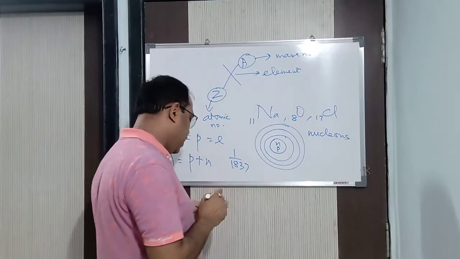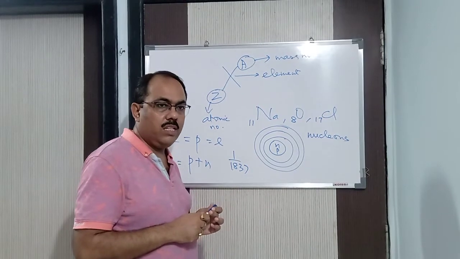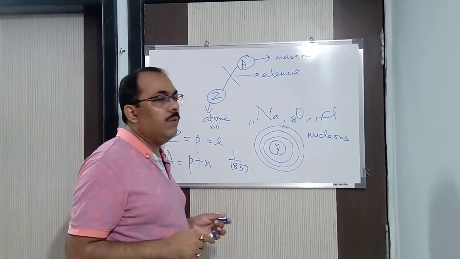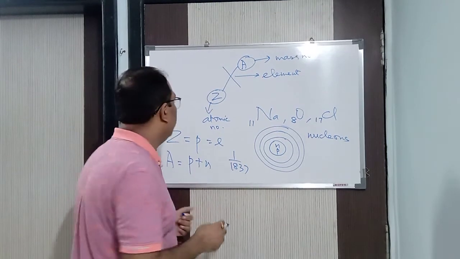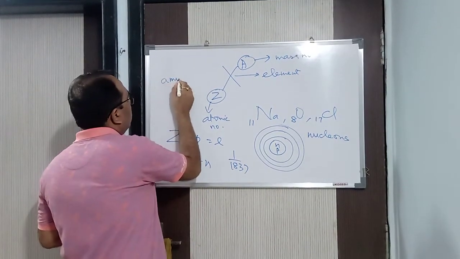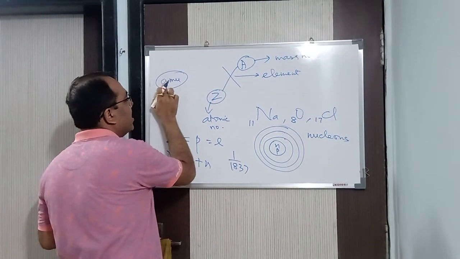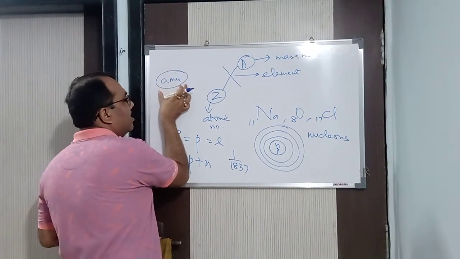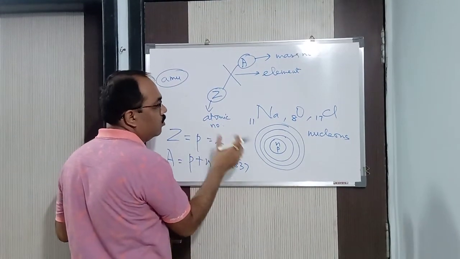And one more thing, let me tell you, that the atomic mass of an element is measured by atomic mass unit, which is known as AMU. We don't write it as AMU. I am showing you. AMU means atomic mass unit. This is the unit to measure the mass of an atom. How much AMU? 1 AMU, 2 AMU, 3 AMU.